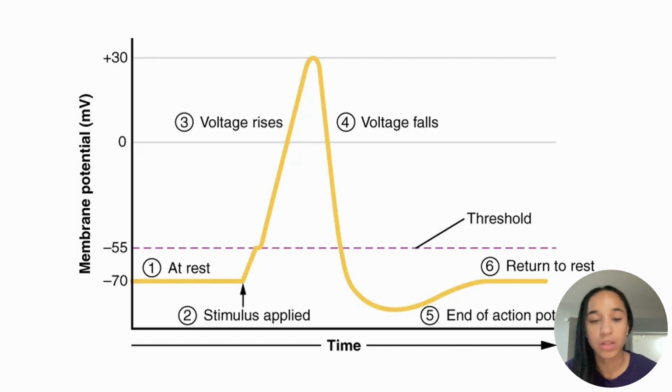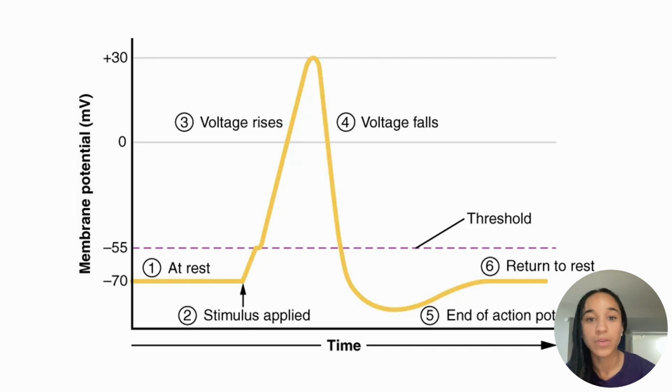This is when the voltage gated sodium channels open, allowing sodium ions to rush in, and then the cell becomes positively charged. In the graph, you can see it goes from -70 at the resting potential all the way up to +30 when it is in depolarization.